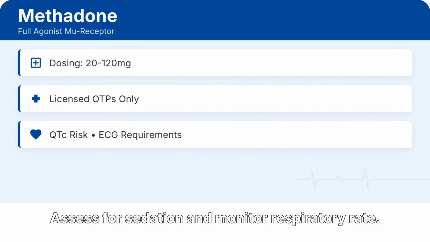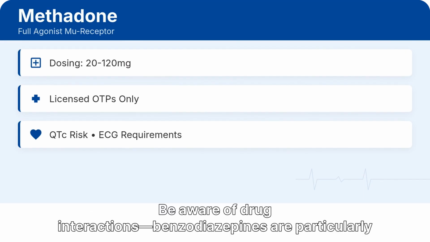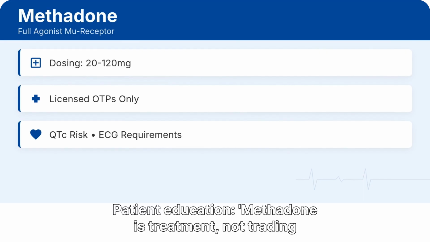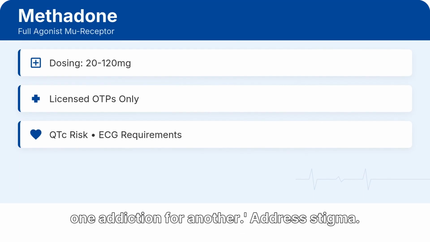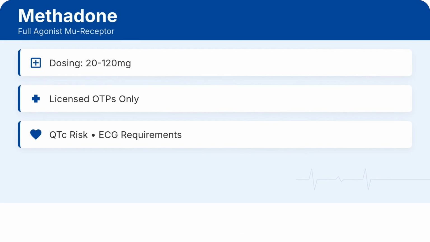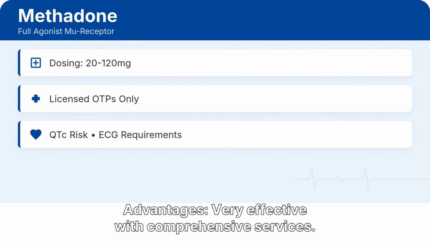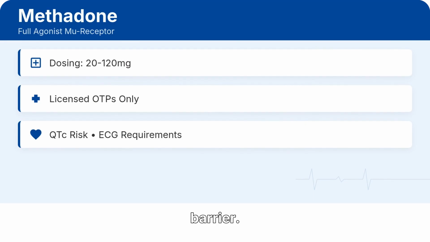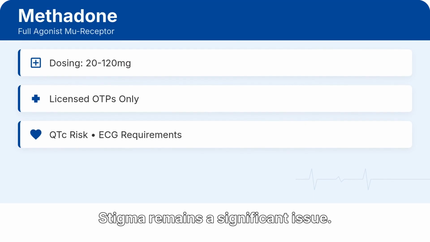Assess for sedation and monitor respiratory rate. Be aware of drug interactions. Benzodiazepines are particularly dangerous. Patient education: methadone is treatment, not trading one addiction for another. Address stigma, support their dignity. Advantages: very effective with comprehensive services. Disadvantages: daily clinic visits can be a barrier. Stigma remains a significant issue.